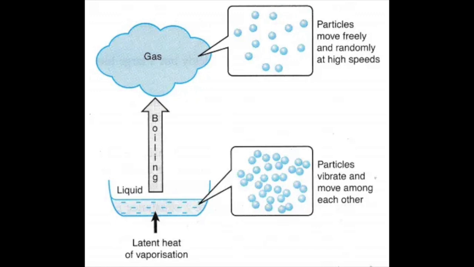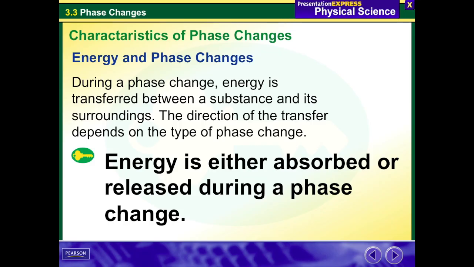So when we're talking about phase changes, energy is transferred between a substance and its surroundings, and the direction of the transfer depends on what kind of phase change is happening. Either energy is absorbed or energy is released during a phase change. Let's look at some examples.